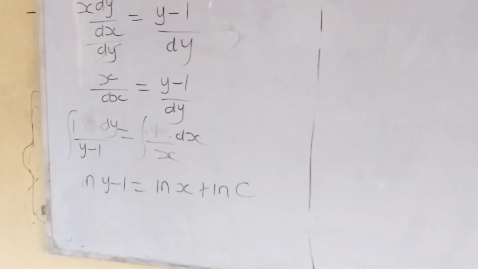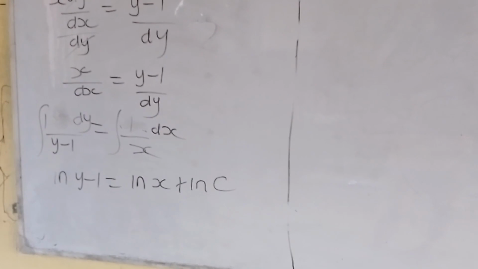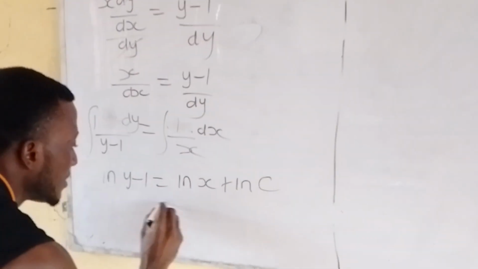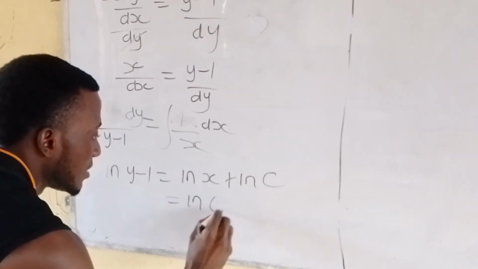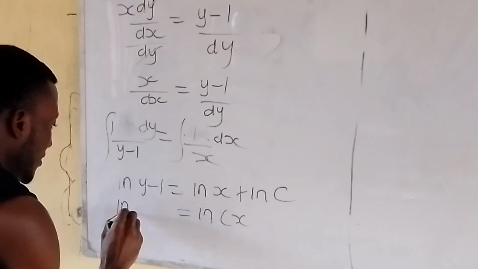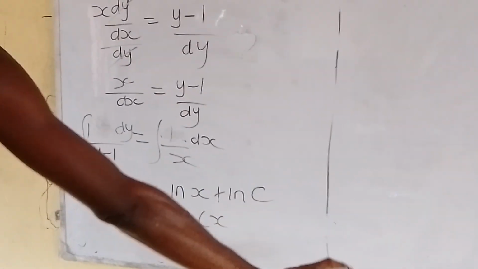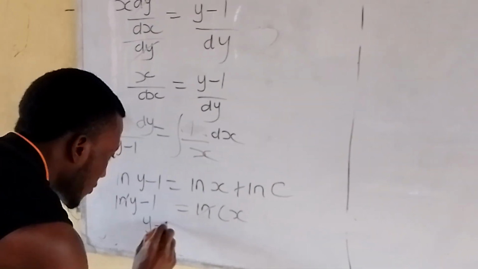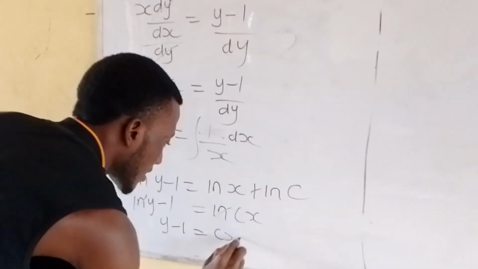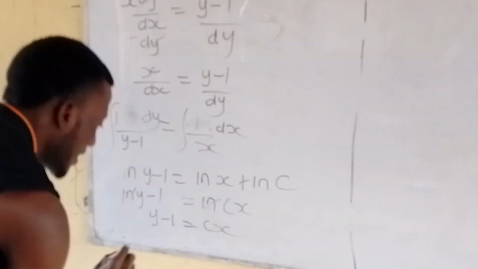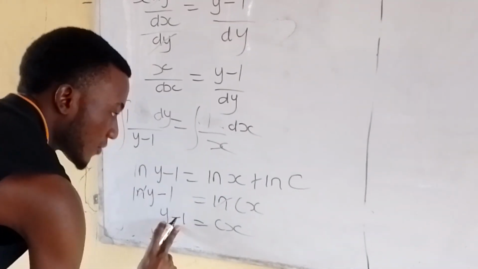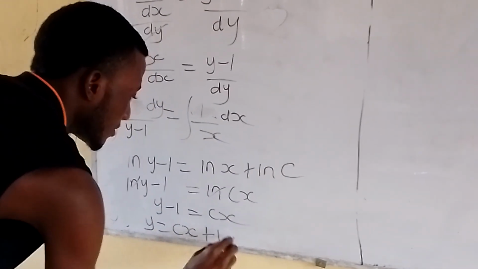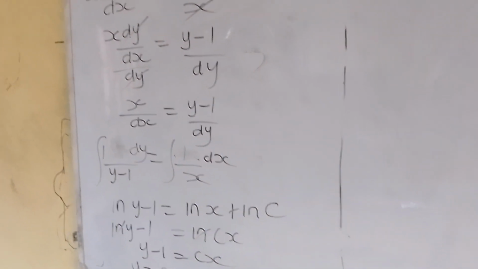So, at this point, we have to take the like terms. This contains ln, this contains ln. This can be written as ln of y minus 1 equals ln cx. Ln can easily cancel ln to leave us with y minus 1 equals cx. Therefore, y equals cx plus 1, as the minus 1 crosses over to the other side. So that's our final answer for this equation.